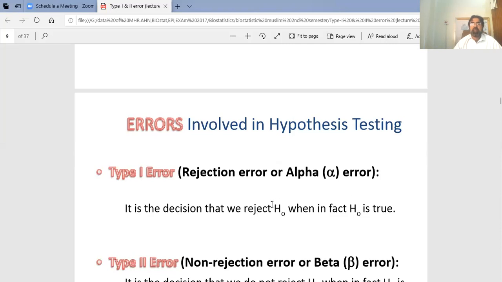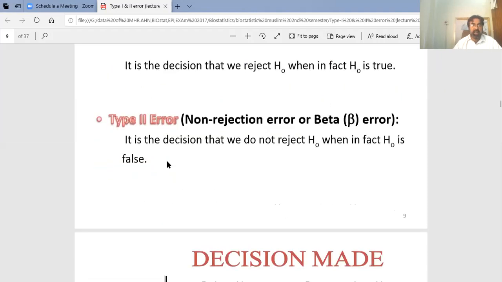For example, if you are giving a medication to the subjects of the sample for a decrease or increase in the pulse rate, and it does not bring about any change in the sample, but it really worked in the population, and on the basis of the sample you reject this null hypothesis, then you committed a type 1 error, and that is also called alpha error.